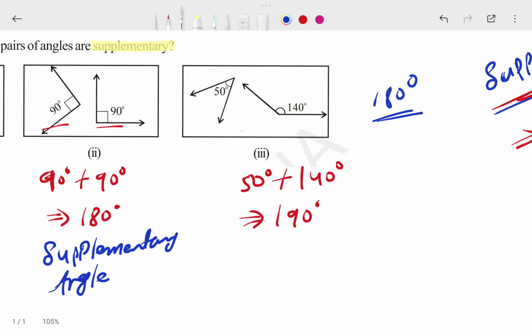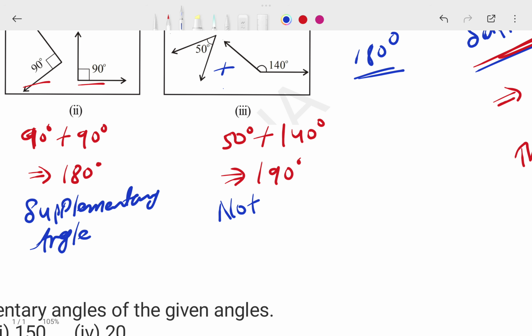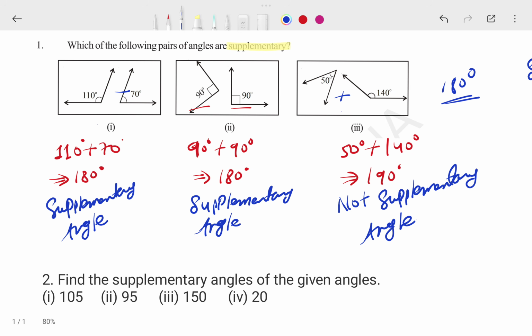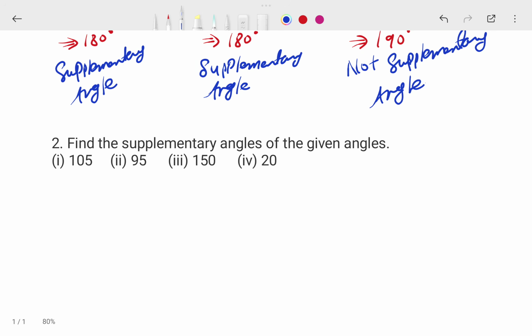For it to be supplementary, the sum of the angles has to be 180. But here the sum of these two angles is 190. So this is not supplementary. Okay, this is the answer to your first question. So this is a supplementary, this is also supplementary, but this is not a supplementary. Okay, is it clear? If it is clear, then we will move towards our second question.